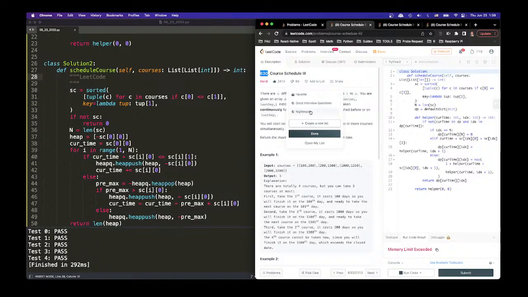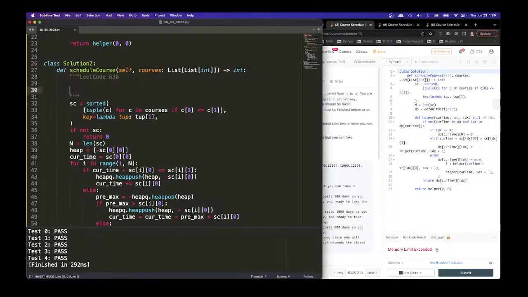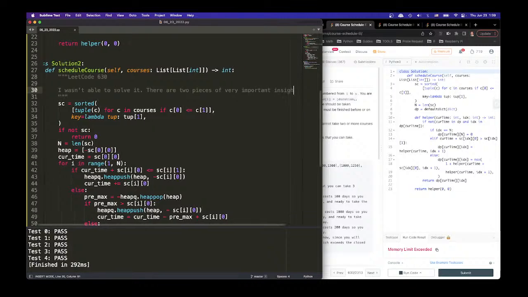So why is it not a nightmare? This is a typical nightmare problem, looks like this. I wasn't able to solve it. So there are two pieces of very important insights.